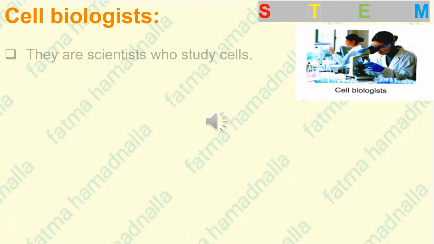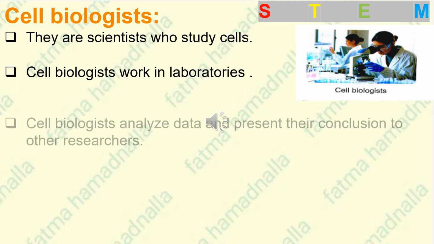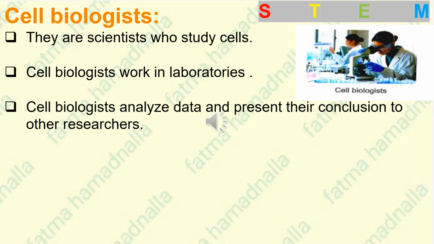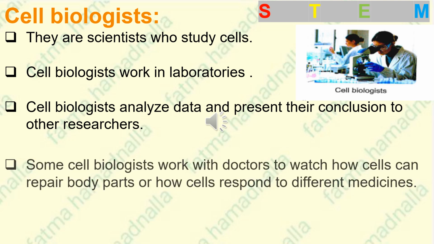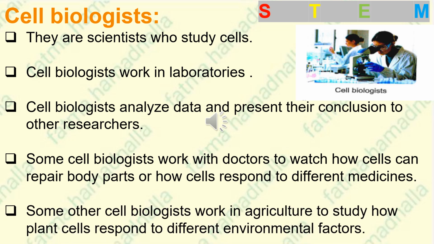Cell biologists are scientists who study cells. They work in laboratories, where they analyze data and present their conclusions to other researchers. Some cell biologists collaborate with doctors. Why? Or give a reason. To observe how cells repair body parts or respond to different medicines. Okay. Others work in agriculture, studying how plant cells react to various environmental factors. Studying how cell biologists work in agriculture is also a STEM activity.